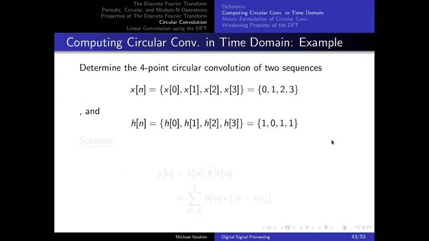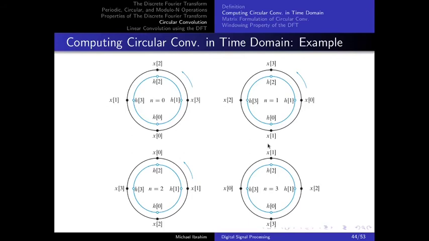So for example, let's assume we have a sequence x of n starting at x0, x1, x2, and x3, a 4-point sequence, and h of n is also a 4-point sequence. I need to compute the 4-point circular convolution. So the definition is summation from m equal to 0 up to 3 of h of m times x of n minus m. Doing this, we will first draw two circles inside each other. The inner circle will include h of m, and the outer circle is x of n minus m.